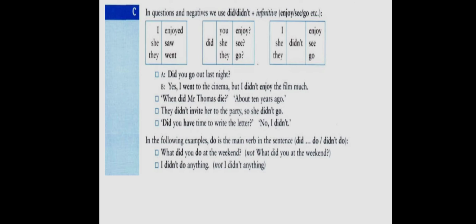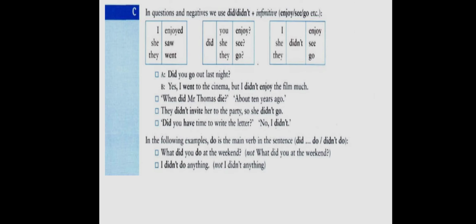I enjoyed. This is a positive sentence. She saw. This is a positive sentence. They went. This is a positive sentence. And the 3 sentences are in the past. We have the verbs enjoyed, saw, and went. All the 3 verbs are in the past. And the sentence here is in the past simple. To form the question, we just need, like the present simple. In the present simple, we use do or does.